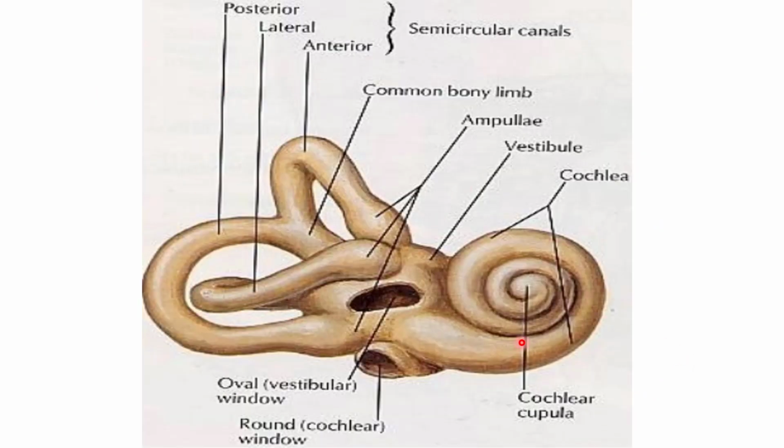And you can just go through this. This is the posterior semicircular canal, this is the lateral semicircular canal, this is the anterior, and all three are arranged at 90 degrees to each other. Then here are the ampullae, and this part is the vestibule, and this is called the cochlea, and this is the cupula of the cochlea. Here is the oval window, here is the round window.